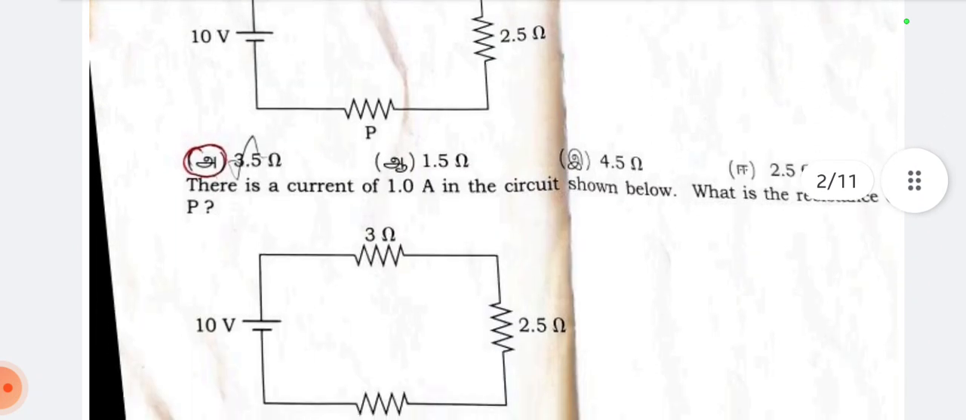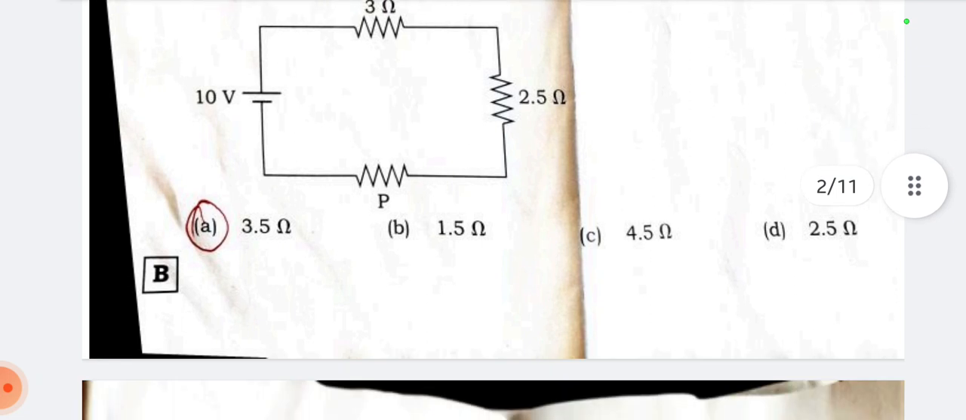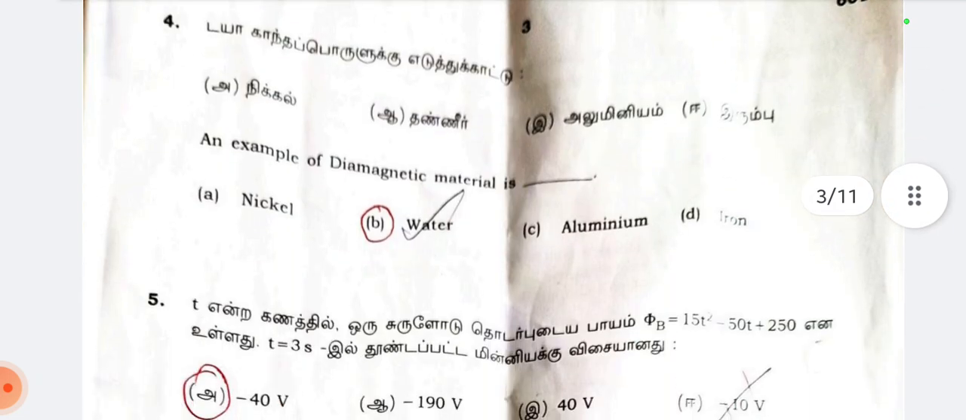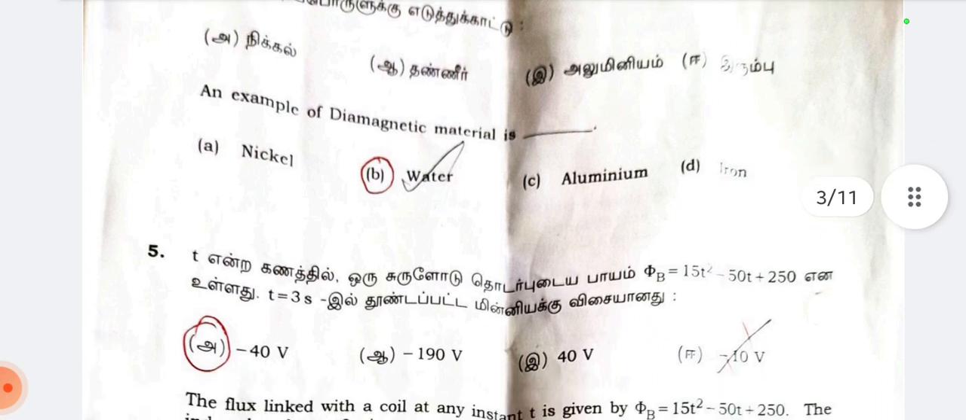Question number 3, there is a current of 1.0 ampere in the circuit shown below. What is the resistance of P? Option A, 3.5 ohm. Question number 4, an example of diamagnetic material is option B, water.